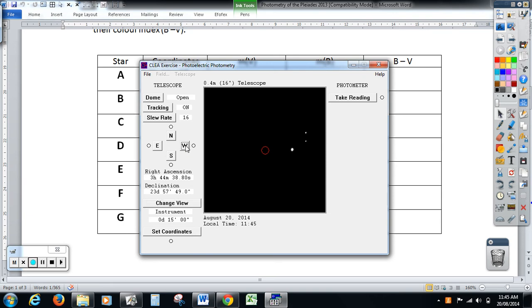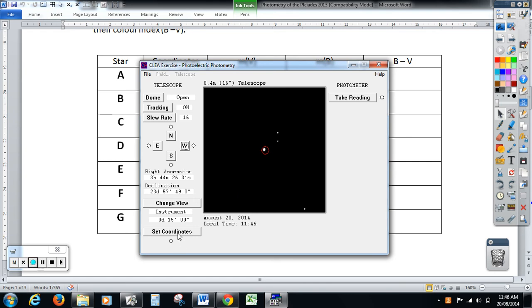Okay, moving it sideways, and we can get this star inside the photometer to take the reading. I've already set it up to take a baseline sky reading, which means that we can correct for the seeing problems, which are the ground-based astronomy problems of selective absorption and light pollution.